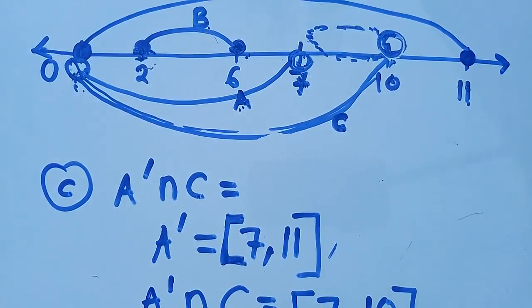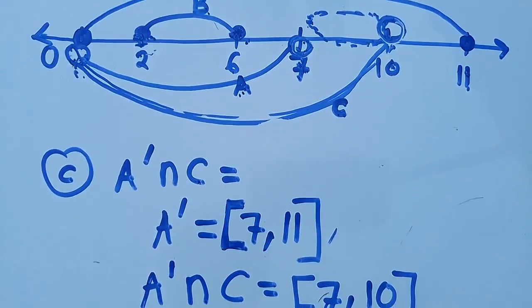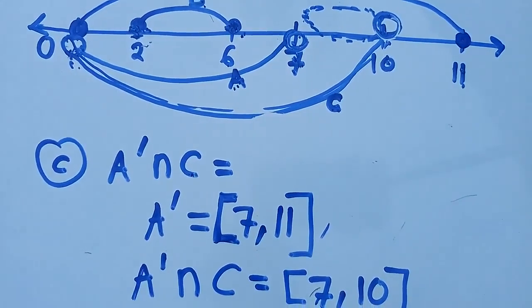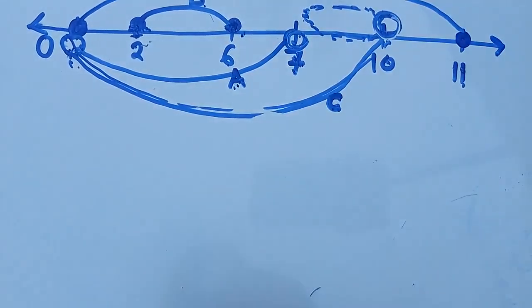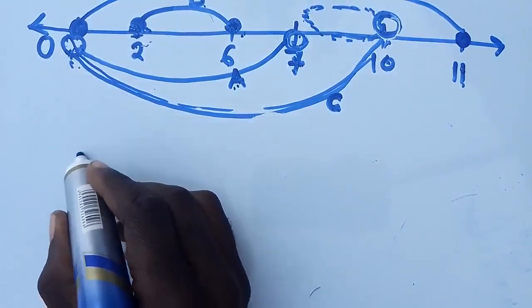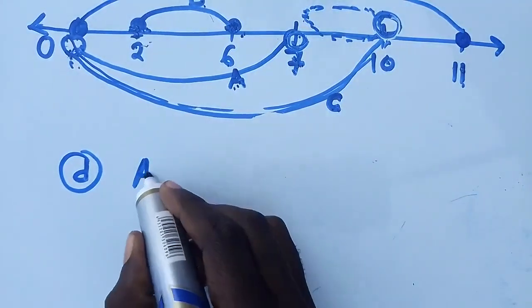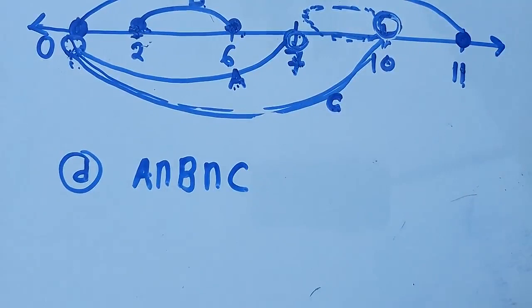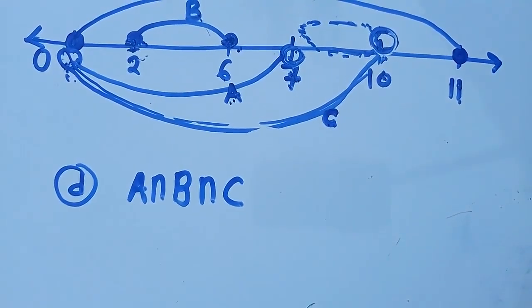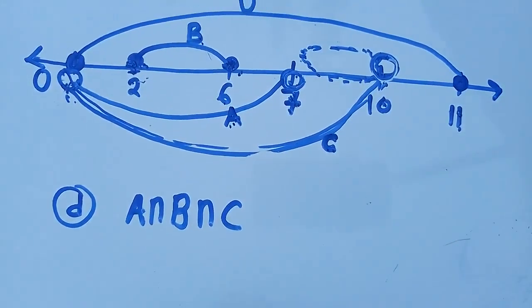We move to the last one. The last one is very simple. So this was our answer. Let us move to the last one, D. It is A intersection B intersection C. Where are all these intersecting? A, B, C, all of them, where are they intersecting?